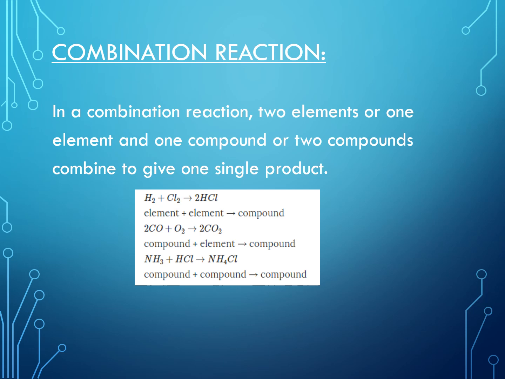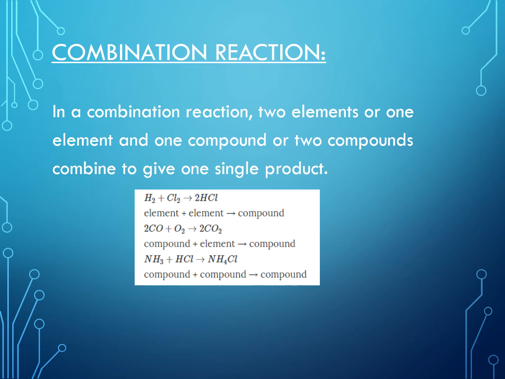Combination reaction is, as the name suggests, the combining of either two elements, or one element and one compound, or two compounds. They combine to give a single product. In the first example, two elements are combining to give a product, that is HCl.